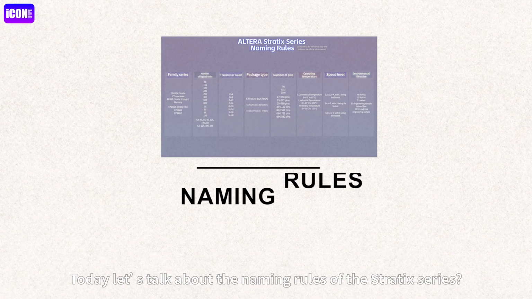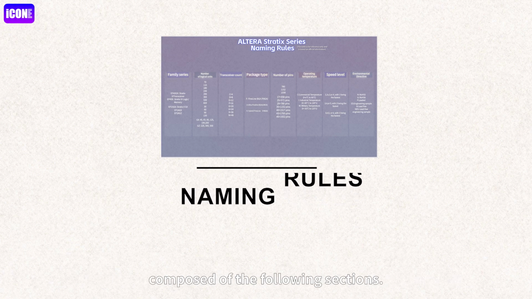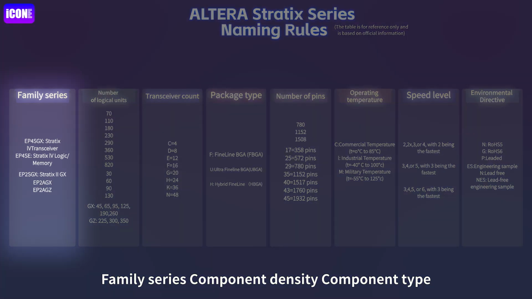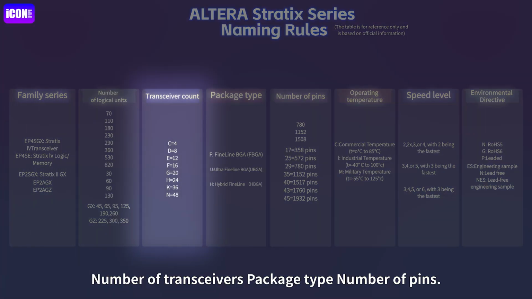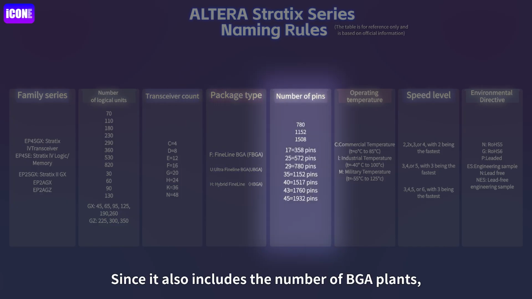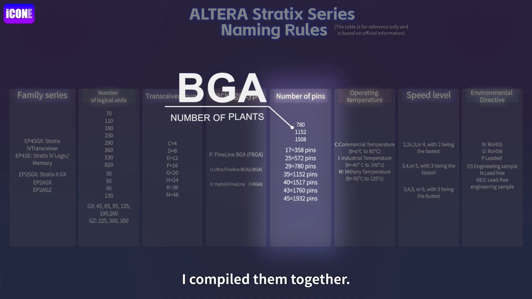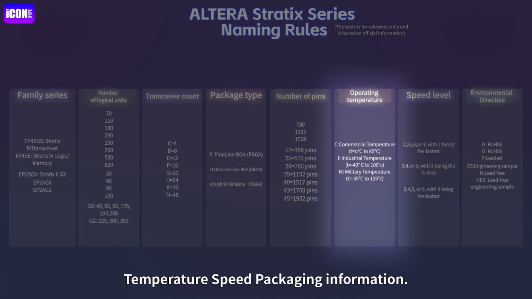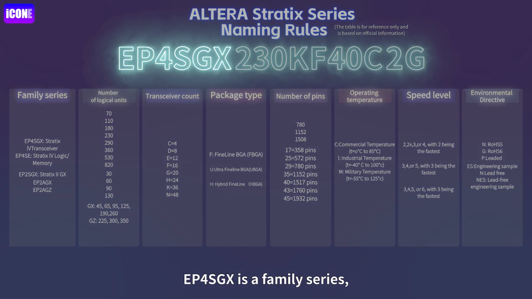Today, let's talk about the naming rules of the Stratix series. The model naming of this series is composed of the following sections: family series, component density, component type, number of transceivers, package type, number of pins. Since it also includes the number of FPGA pins, in order to solve most of the naming in one table, I compiled them together: temperature, speed, packaging information. Next, take a model and analyze it.